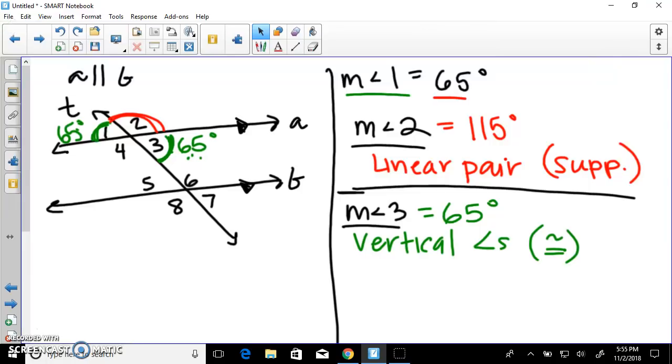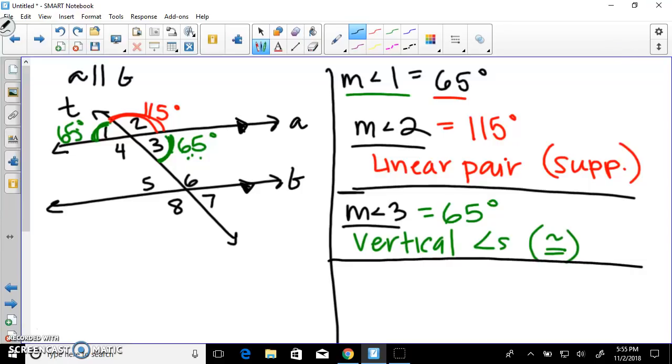And we already said that angle 2 measures 115. So we can always add that to our picture because that's going to help us with the next ones. So that was measure of angle 2 and measure of angle 3. How about the measure of angle 4?